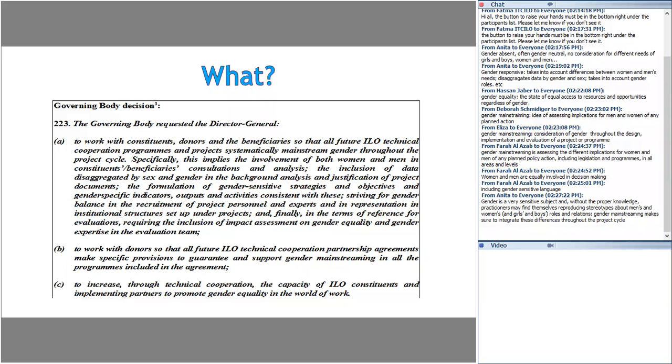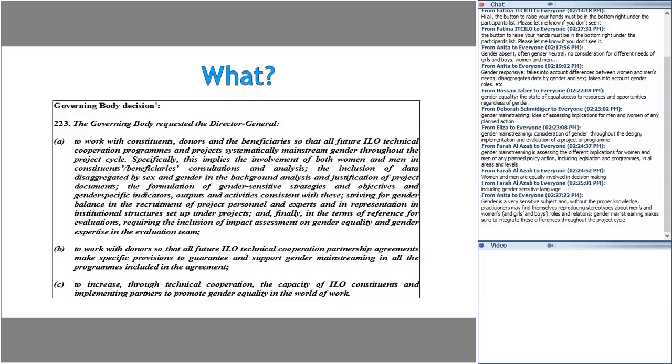It asks the Director General to work with constituents, donors, and beneficiaries of our technical cooperation so that all our programs and projects systematically mainstream gender throughout the project cycle. Specifically, this means involving both women and men in constituents and beneficiaries consultations and analysis. We're not just holding consultations and meetings with the heads and the deputy heads of our constituents in a country where we're getting just all men. We also are going to involve women in these consultations and in the analysis.